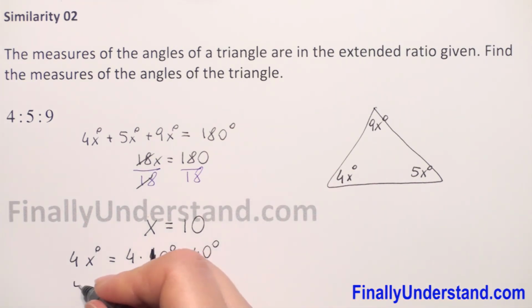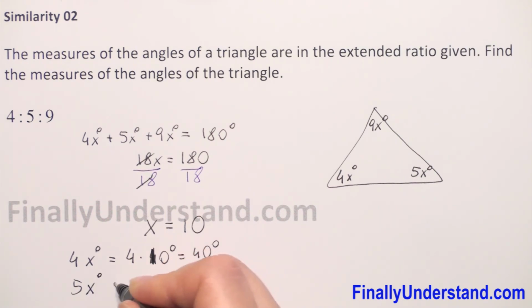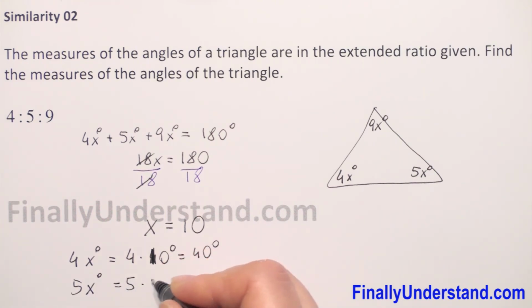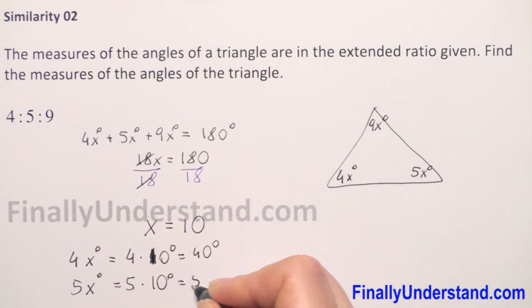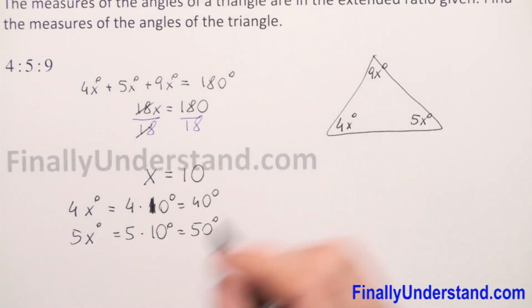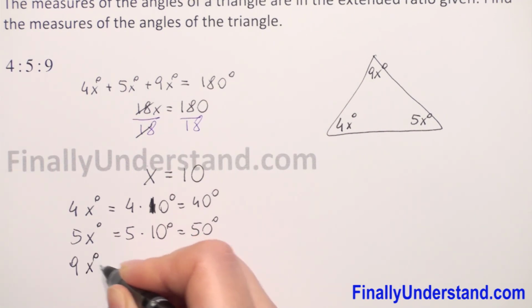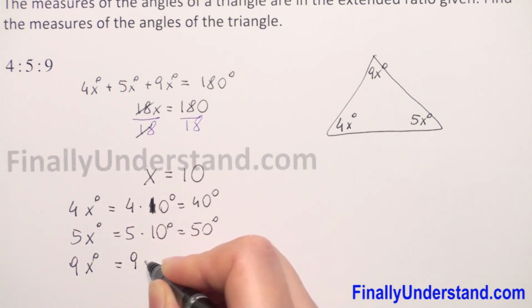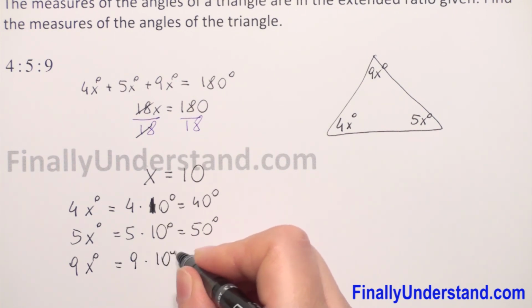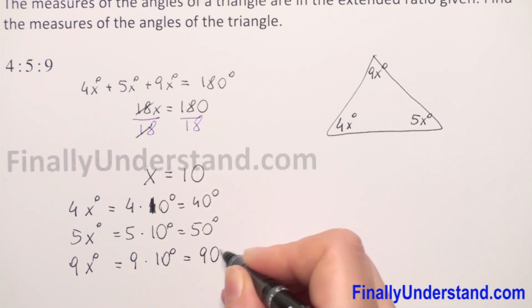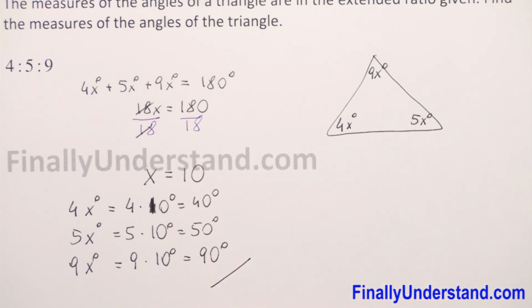Next we have 5x degrees. So this is 5 times 10 degrees. So this is 50 degrees. And last we have 9x degrees, so this is 9 times 10 degrees, so this is 90 degrees. This is my solution.